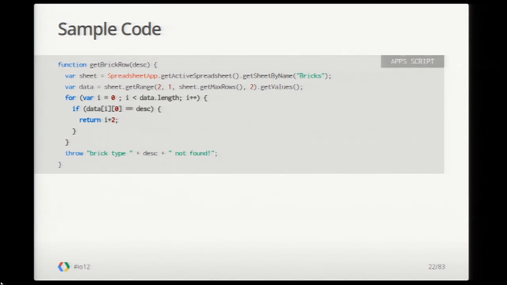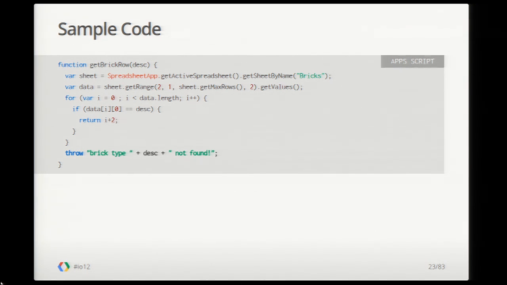You'll notice it says i+2. One of those two comes from the fact that we started from the second row in the spreadsheet, so we have to add one to compensate for that. The other thing is that arrays in JavaScript are 0-based. In spreadsheets, the rows are 1-based, so we had to add an extra one to compensate for that. And if all else fails, we just say, sorry, too bad, so sad, we couldn't find what you're looking for.